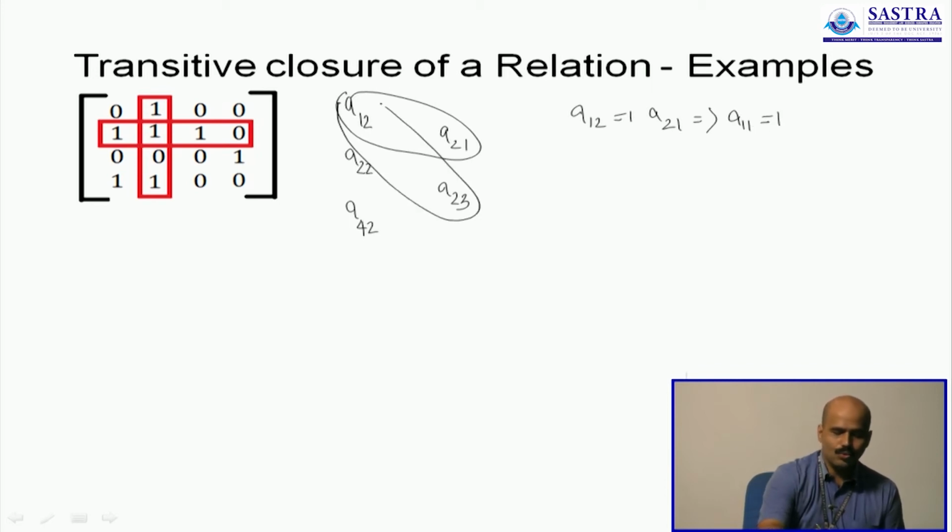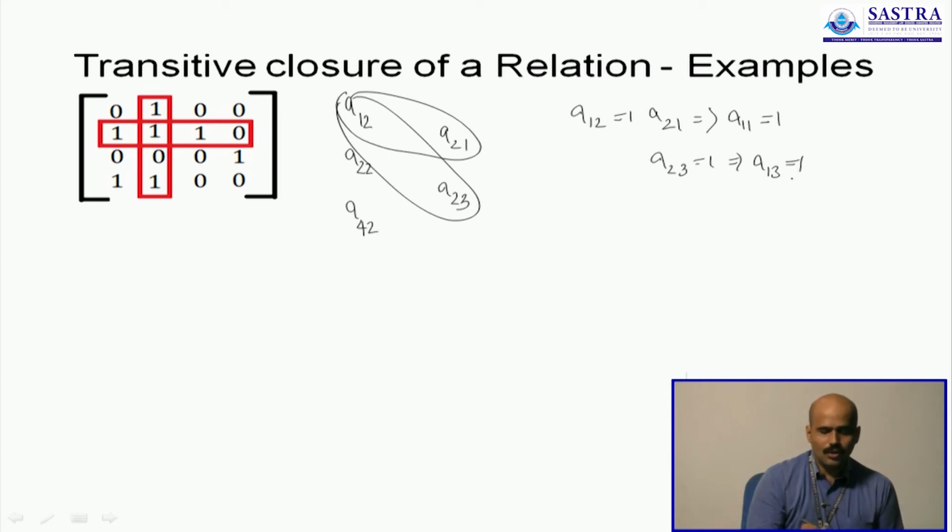A12 and A23 we can compare. A12 is 1, A23 is 1, therefore A13 is also 1. That's a second change. 2 2 and 2 1 you need not compare because you'll get back the same answer. 2 2 and 2 3 will also give you the same answer. Let's compare 4 2 and 2 1. 4 2 is 1, 2 1 is 1. This will imply 4 1 is 1, but it's already 1. You don't have to make this change.